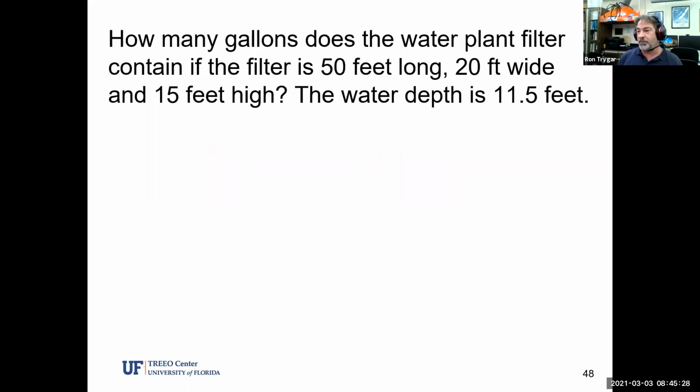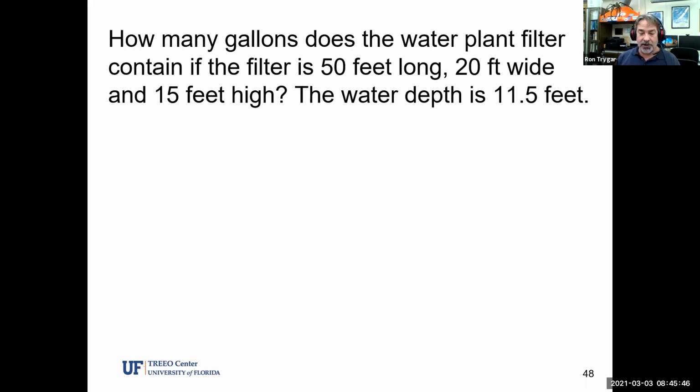So here's a word problem. The word problem reads like this: how many gallons does the water plant filter contain if the filter is 50 feet long, 20 feet wide, and 15 feet high? The water depth is 11.5 feet.